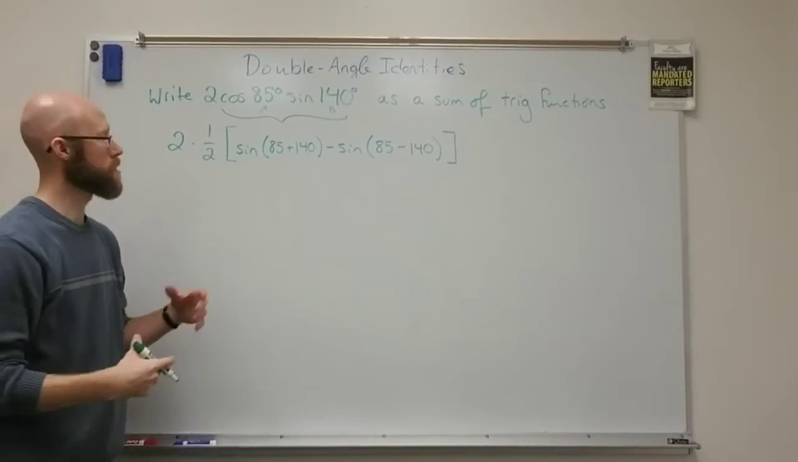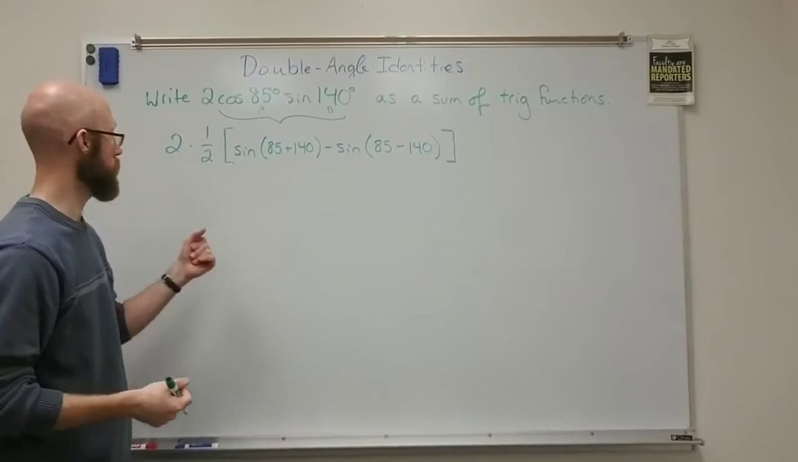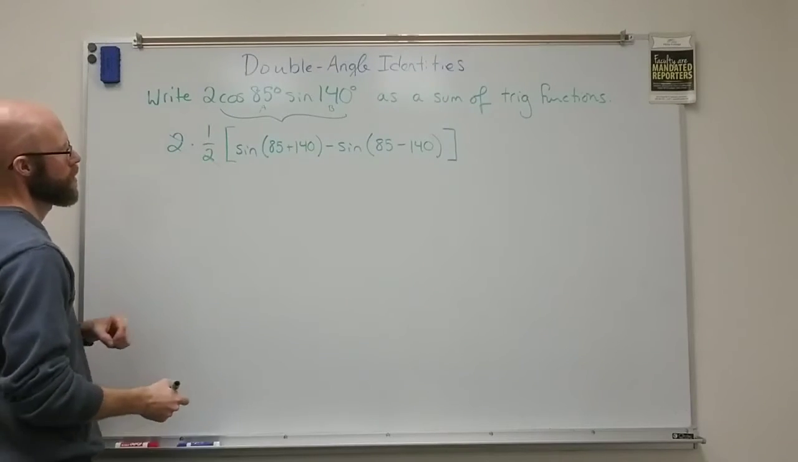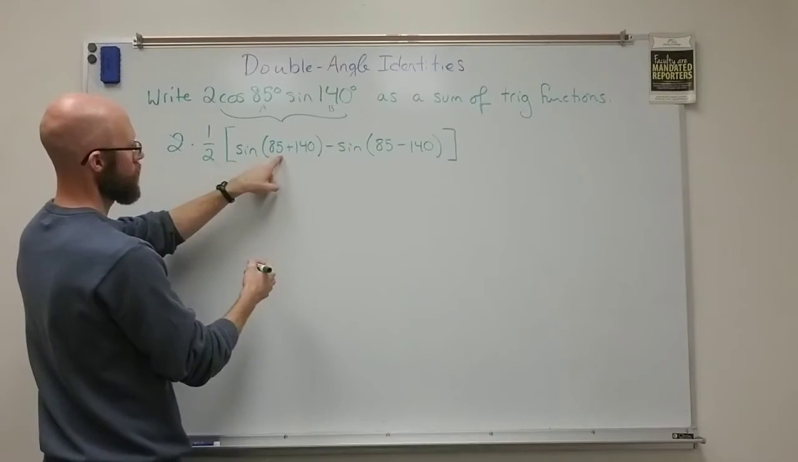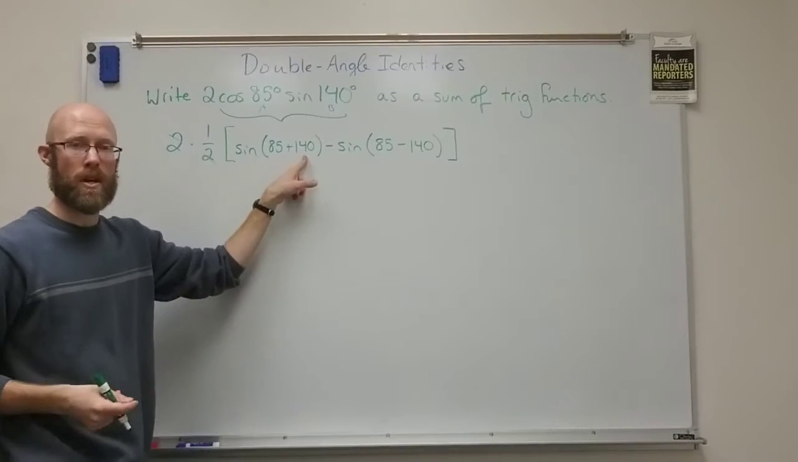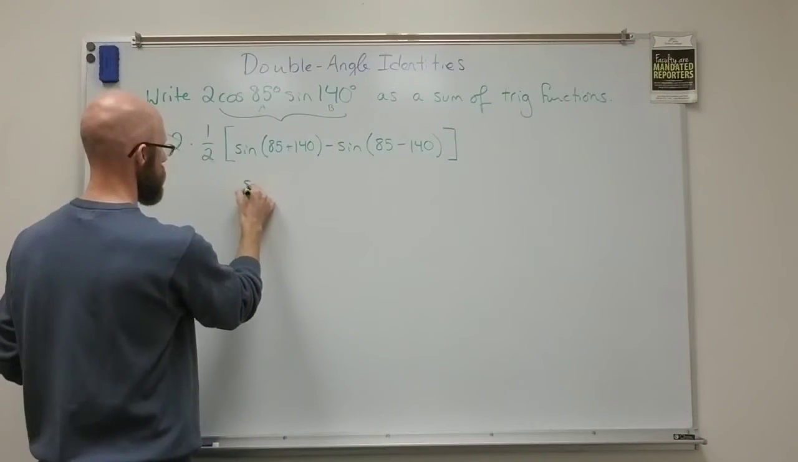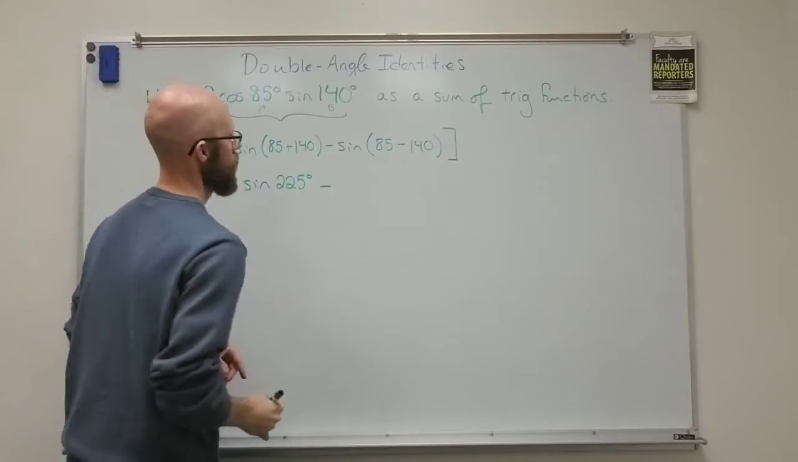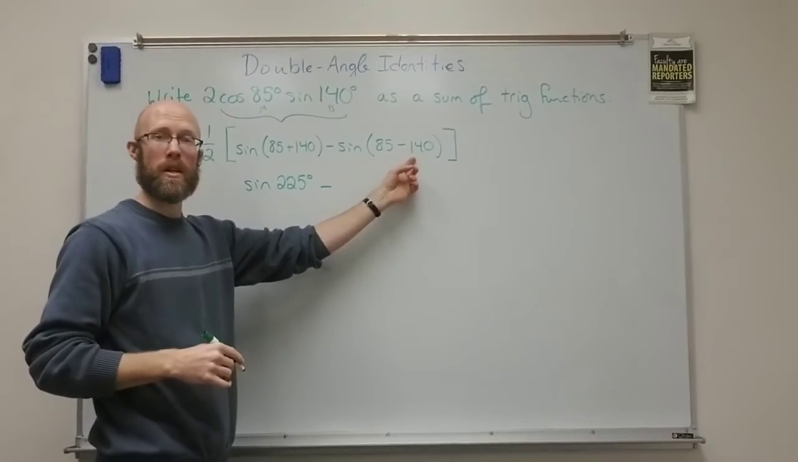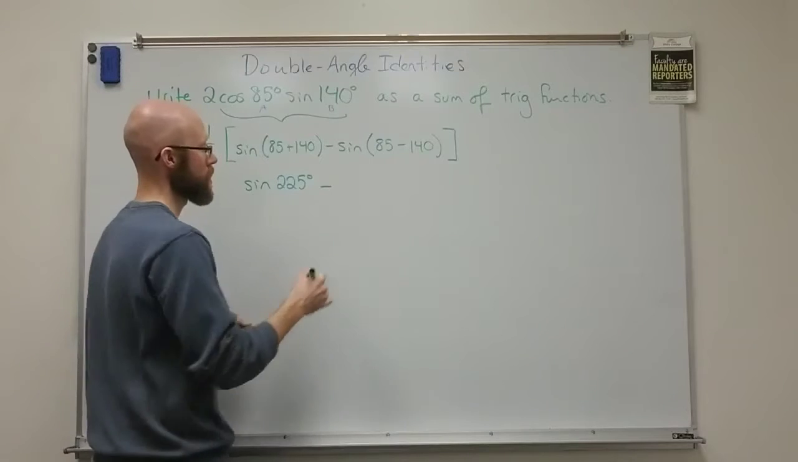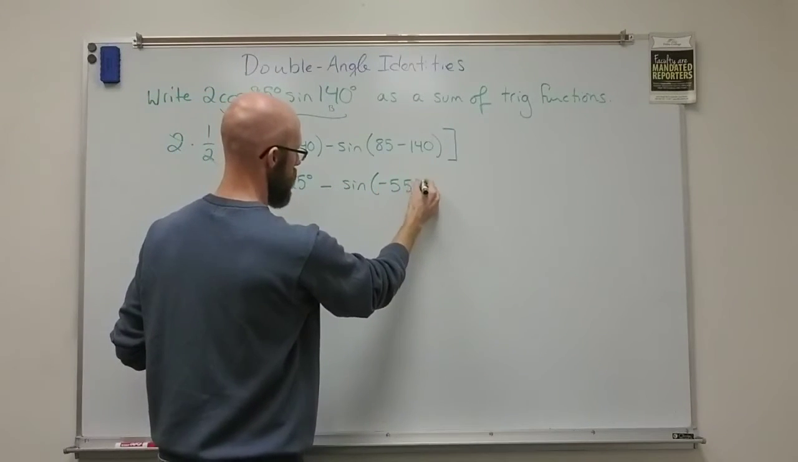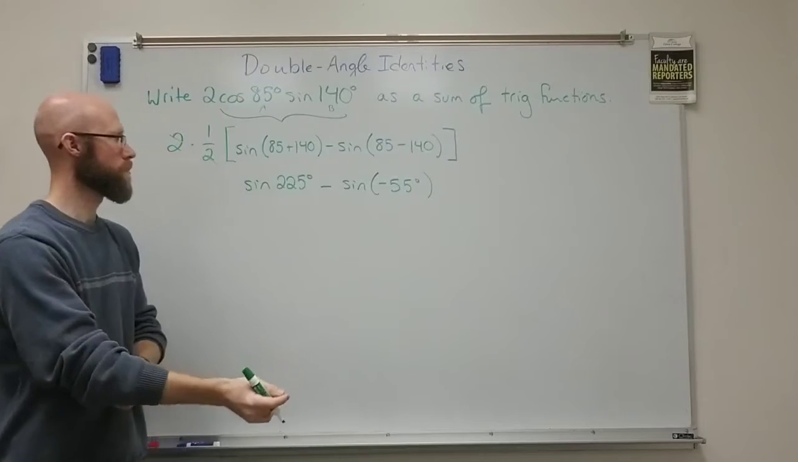Now we just simplify in every place we can. So here, 2 times 1/2, those cancel. The sine of 85 plus 140, you add those up, you get 225. So that's the sine of 225. And then 85 minus 140 is a negative 55. So that's minus the sine of negative 55 degrees.